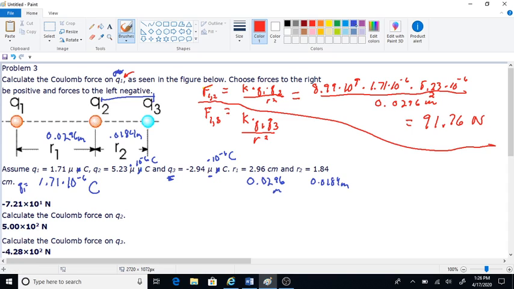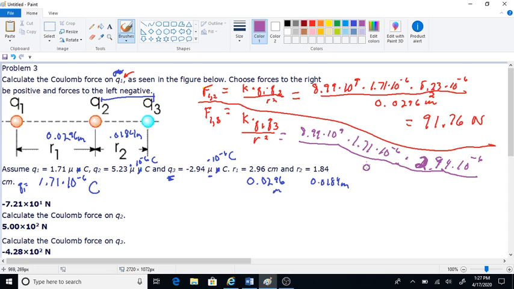We'll do it in a different color, in purplish. And it's 8.99 times 10 to the 9th, and Q1 is 1.71 times 10 to the minus 6, times 2.94 times 10 to the minus 6. You might say, oh, the negative sign. Well, I would suggest not putting the negative sign on. We'll decide the direction when we get these numbers.